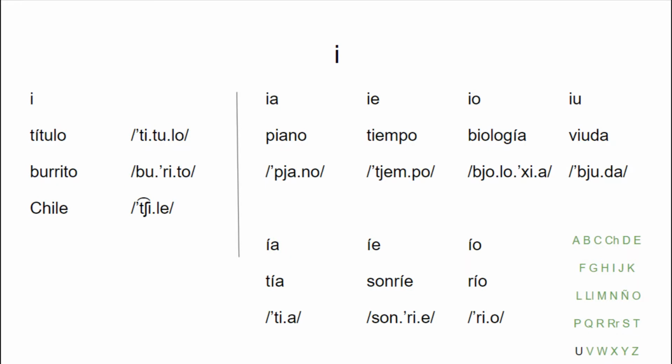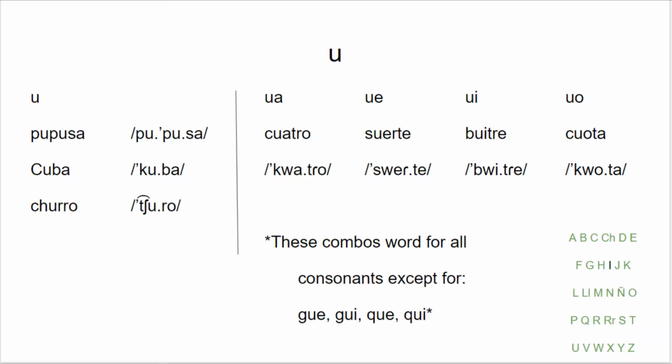I has two different pronunciations. If it's an I all alone, or if it has an accent, it's pronounced ee, like in título, burrito, Chile, or in tía, sonríe, Rio. However, if it's an I plus a vowel, it becomes a Y sound. Piano, tiempo, biología, viuda.